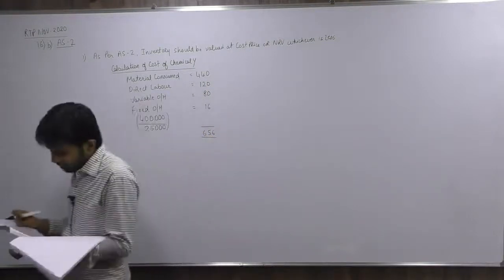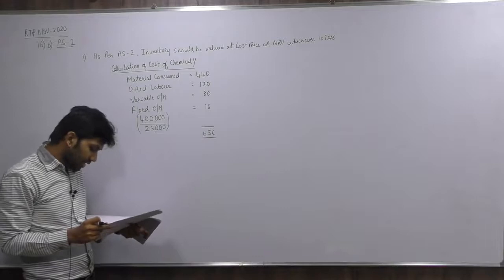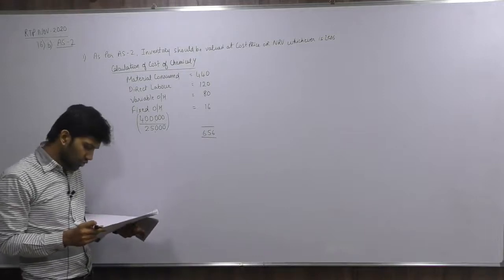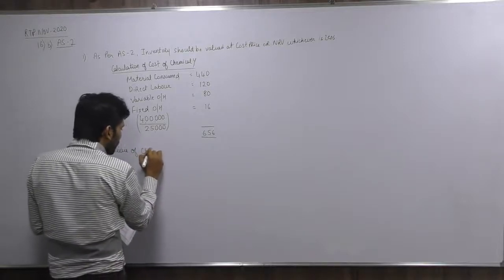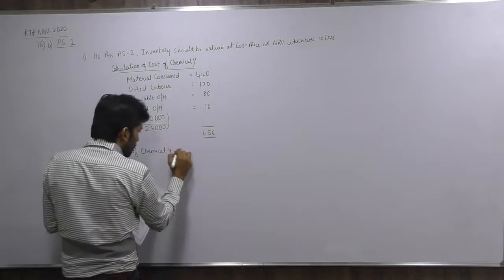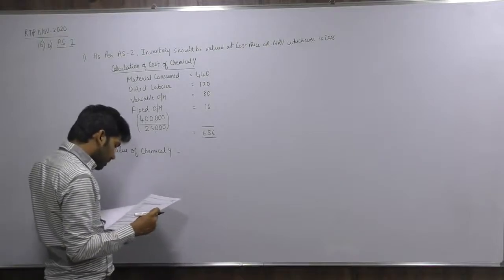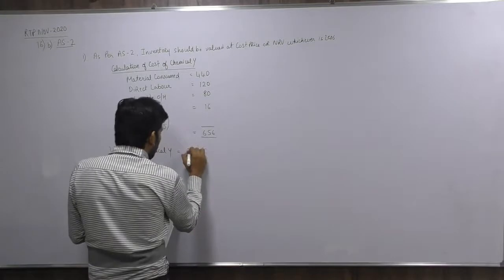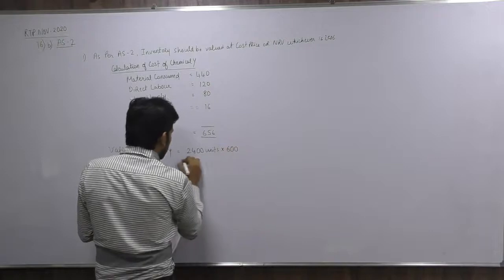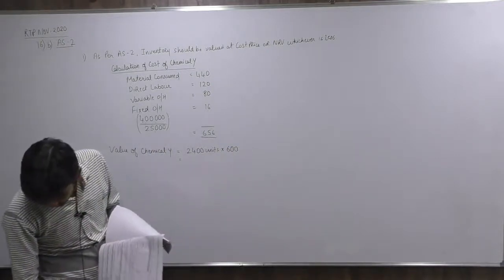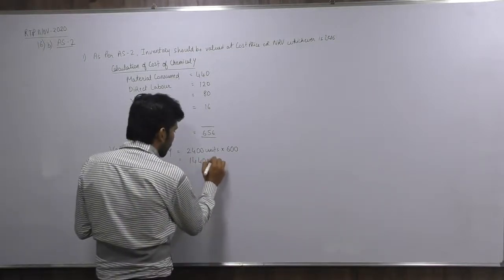Whereas what is the NRV of chemical Y? 600. So it should be valued at cost or NRV, whichever is less. So at what will we recognize it? We will recognize the finished goods at 600. So the value of chemical Y is equal to, how many units are lying in closing stock? 2400 units into ₹600. Let's do the calculation. This comes to 14,40,000. This is the valuation of finished goods.